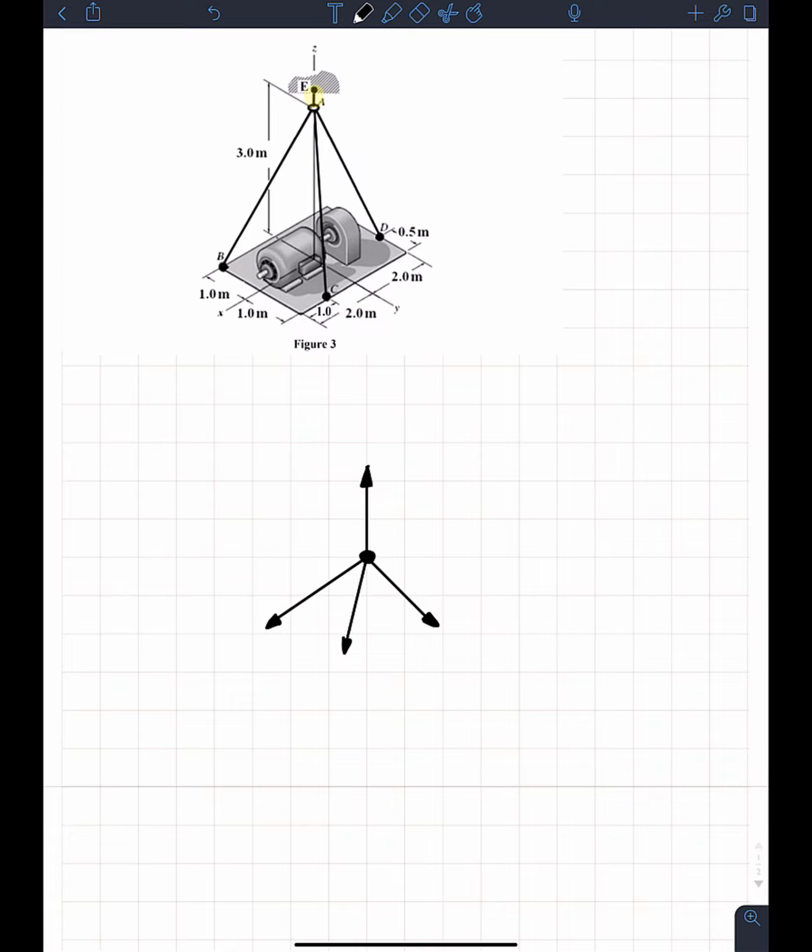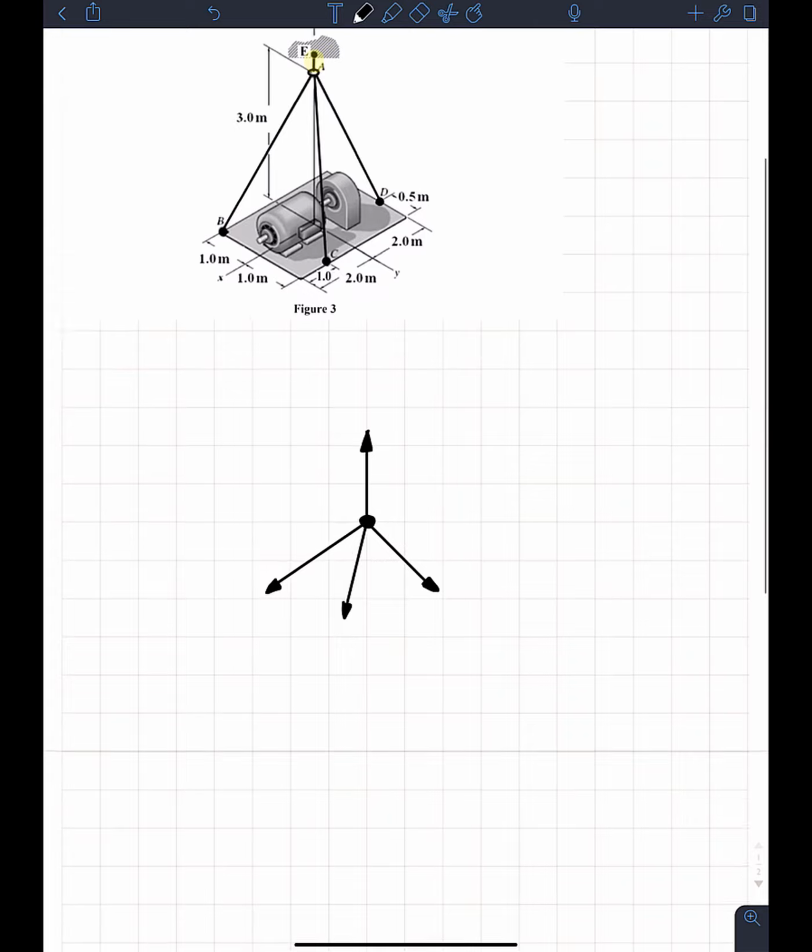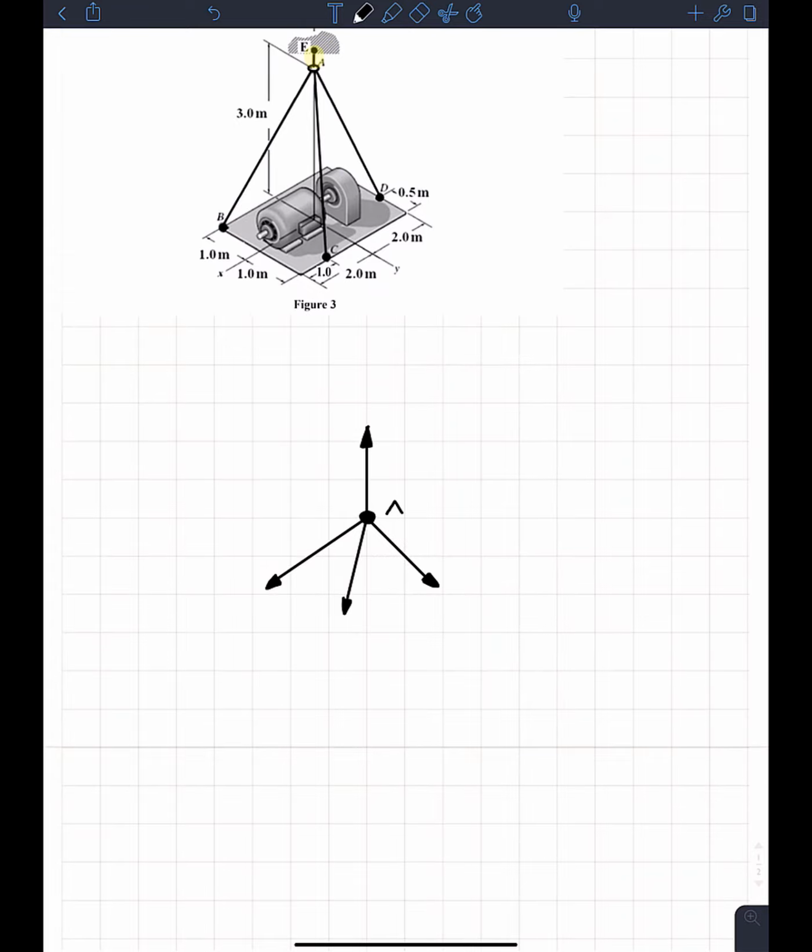It should contain all of our information. So we know that this is going to be point A, and the top we know is point E. The bottom we have point D. The very, very bottom we have point C. And then on the side we have B. And what I'm going to do is I'm just going to put the points of all of these.